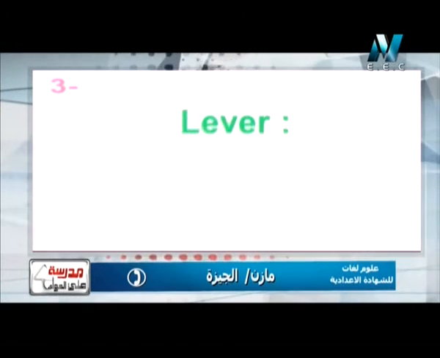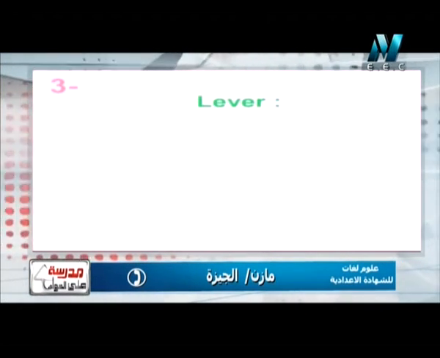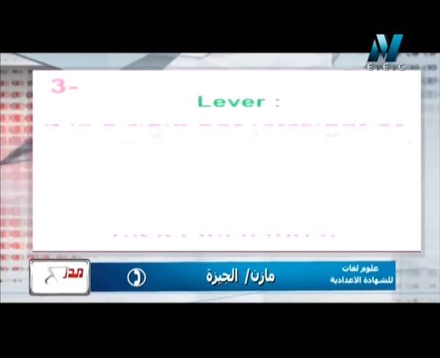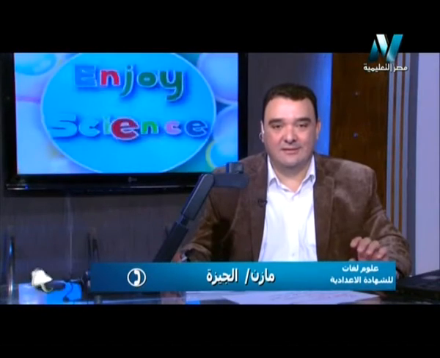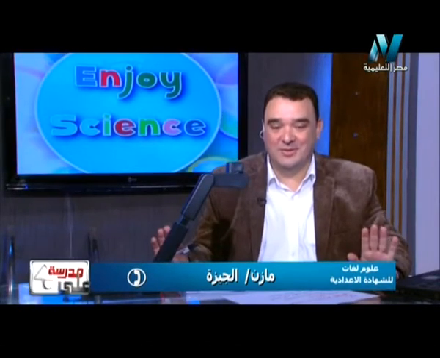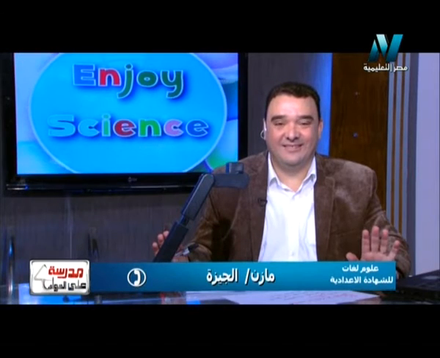Okay, another question, Mazen. What's meant by lever? It's a very easy question. It is a rigid bar that rotates around a fixed point called fulcrum, and it is affected by effort force and resistance force. Okay, Mazen, excellent. A lever is a rigid bar that rotates around a fixed point called fulcrum and is affected by two forces, which are effort force and resistance force.